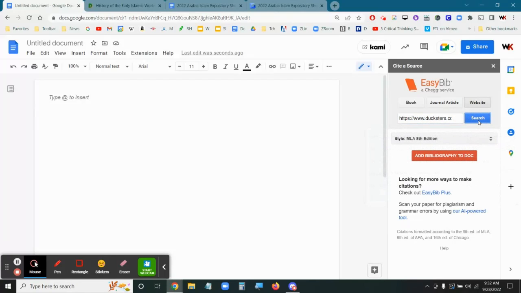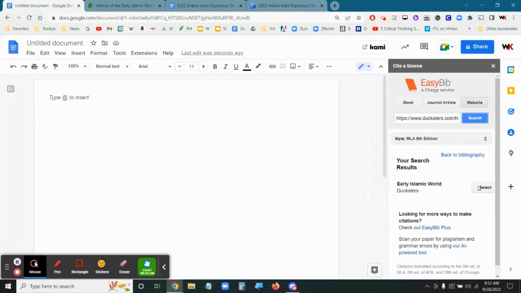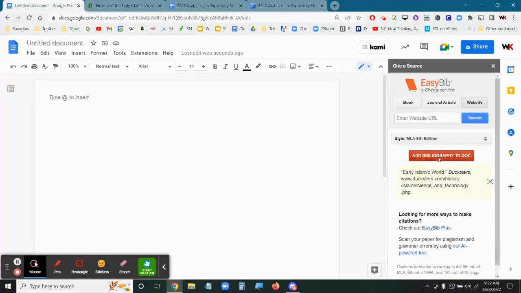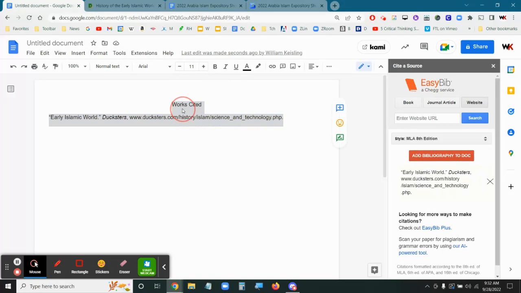And then search. Is that what I want? Yes, I hit select, and then I add the bibliography to the document. Here we go. And I'm going to copy that.